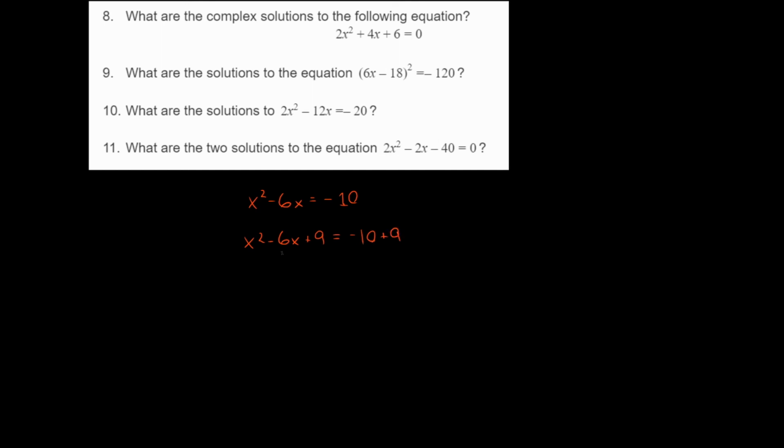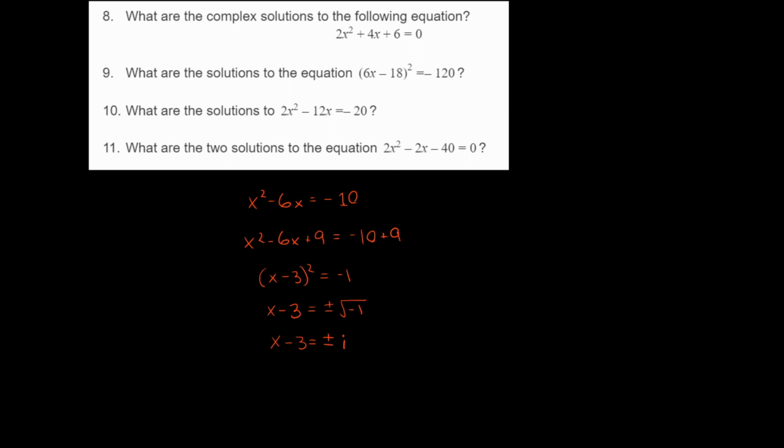So this is a perfect square trinomial. That's going to be x minus 3 squared. On the right side, negative 10 plus 9 is negative 1. So let's take the square root of both sides. We'll have x minus 3 equals the positive and negative square root of negative 1. And that is a very familiar number to me. The square root of negative 1 is actually i. So we can simplify this down a little bit by writing this as plus or minus i.